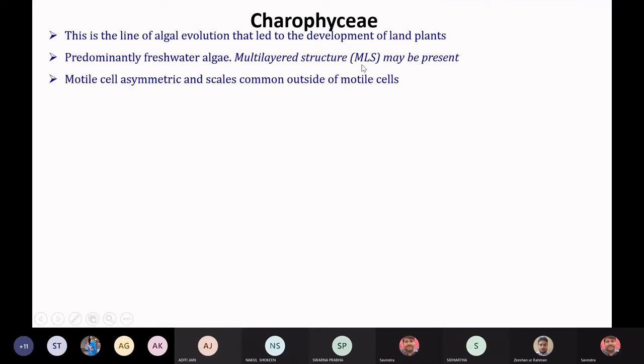Freshwater, we have already discussed it. Multilayered structure may be present. It's not compulsory that all the genera will have a multilayered structure, but yes, a multilayered structure may be present. Motile cells asymmetric, and scales common outside of the motile cell.